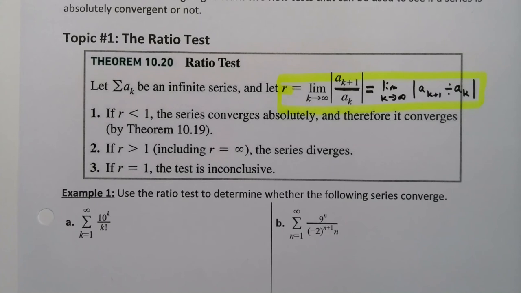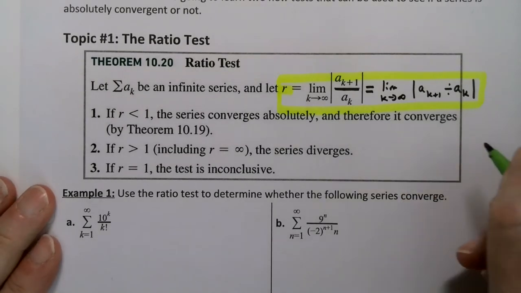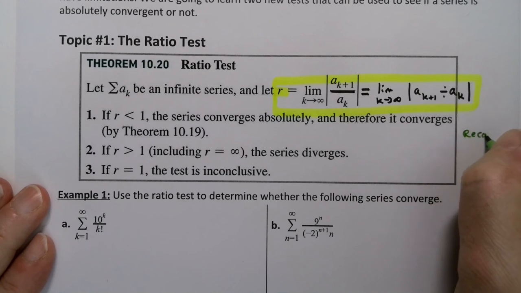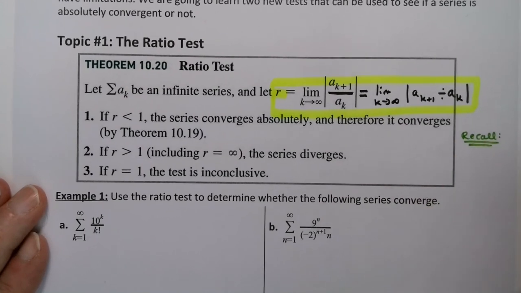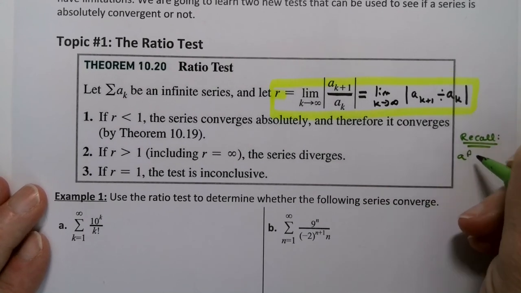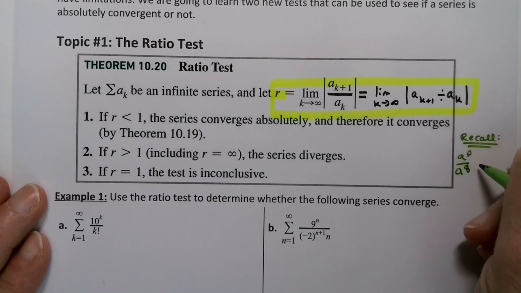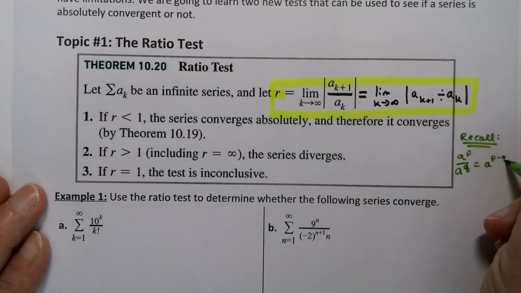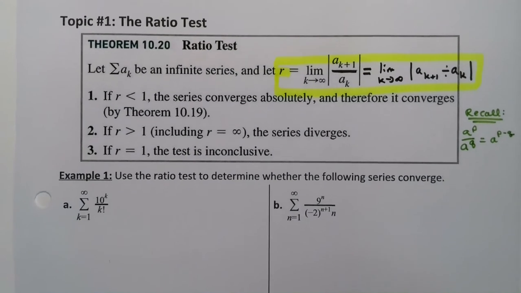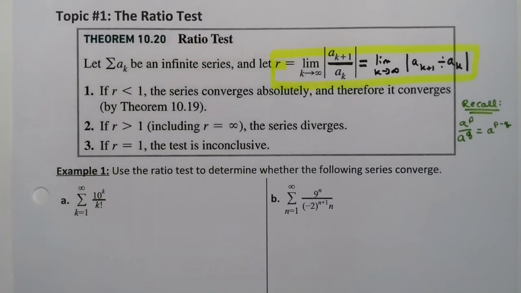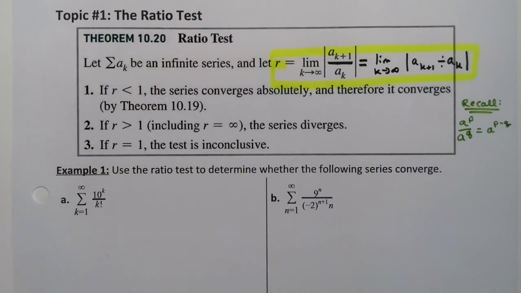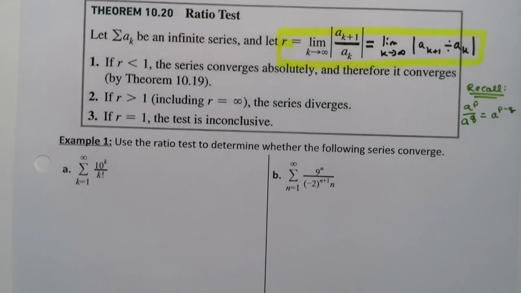And just a little reminder of some basic pre-algebra. There's no good way to put it, so let me just put it right here. Recall that if you have a to the p over a to the q, that is a to the p minus q. You can imagine that might be coming in handy when we're doing divisions like this. Okay, so let's look at the first one.